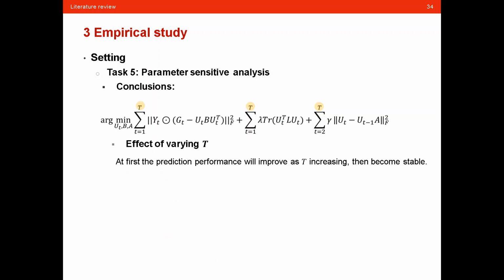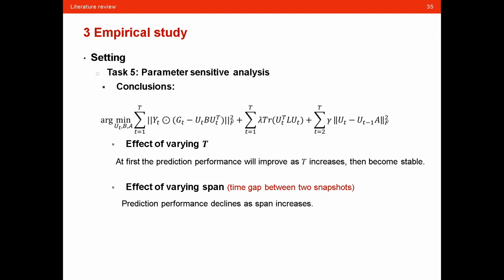And there is another task which is not focused on the model ability, but the parameter sensitivity analysis, which is to test the influence of the parameters of this model. First, they test the effect of varying T. T is the time horizon they consider for the optimization problem. And the conclusion is that at first the prediction performance will improve as T increases, but then become stable.